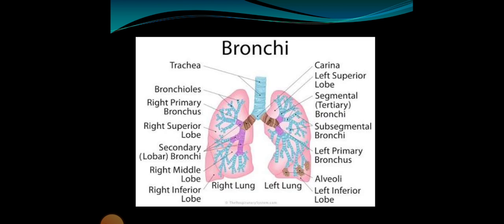And this is the structure of the bronchi, and this region is the trachea, and here bronchi, and then right primary bronchus, right superior lobe and secondary bronchi, and right middle lobe and right inferior lobe. This is the right lung and this is the left lung. In the left lung there are so many parts: the carina, that is the carina, the left superior lobe and segmental tertiary bronchi, and this region subsegmental bronchi, and left primary bronchus, alveoli and left inferior lobe.